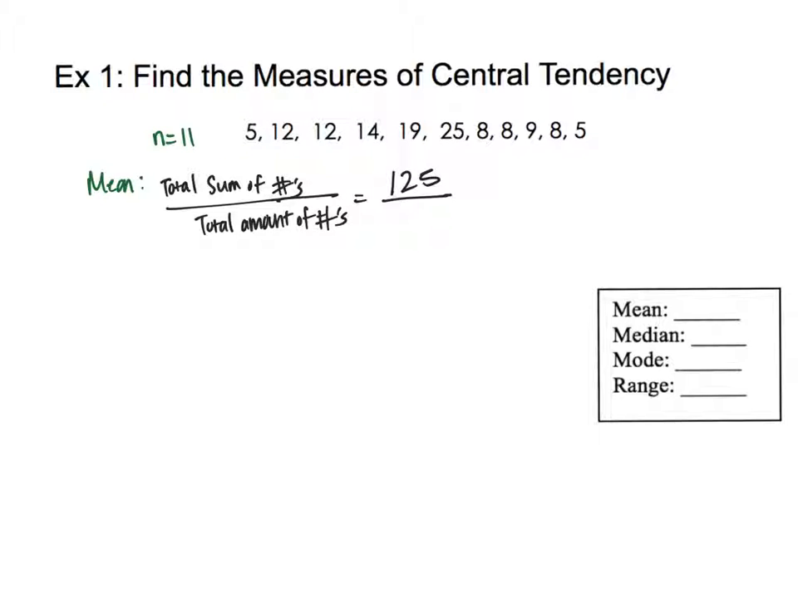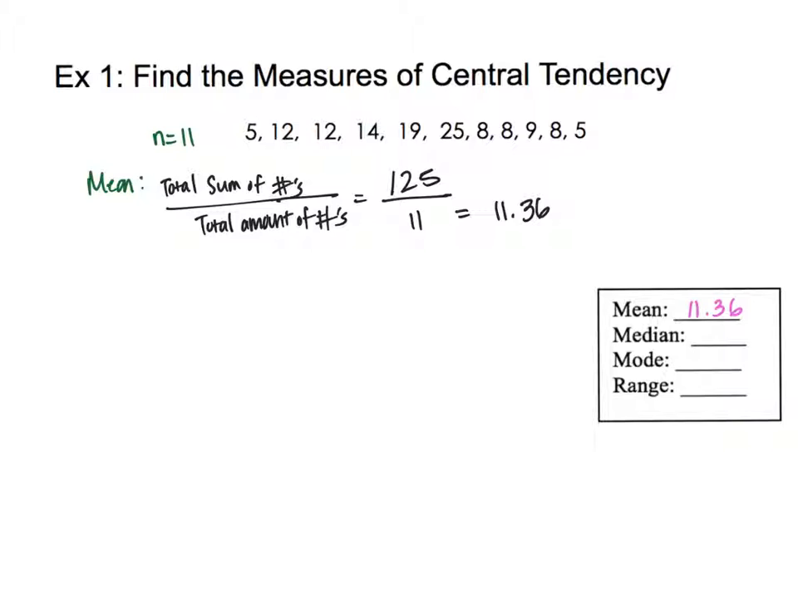Now, once you find your total, you would need to divide it by the number of terms, or the number of numbers you have. So I had 11. When I divide 125 by 11, I get 11 point, let's round to 2 decimal places, 11.36. And so my mean here, or my average here, is 11.36. That means the middle number here is roughly about this much.